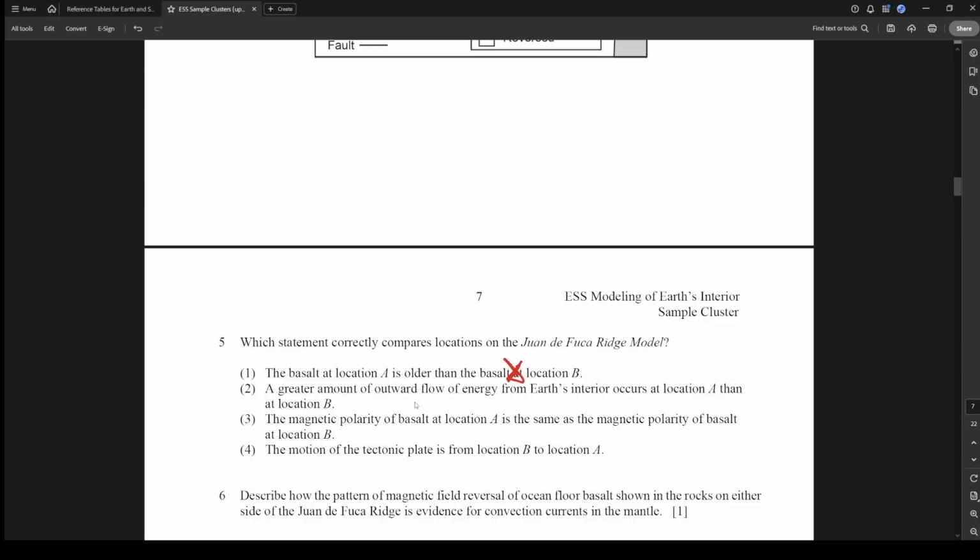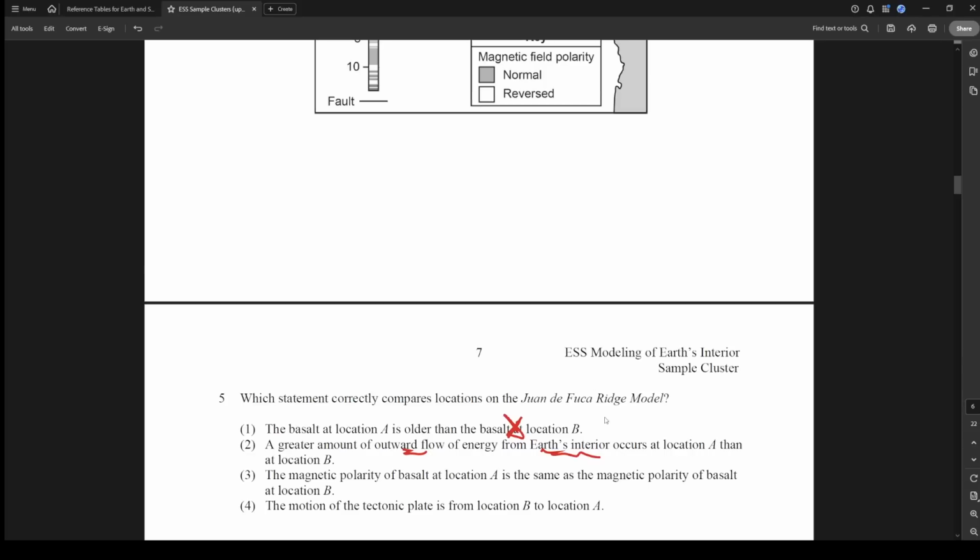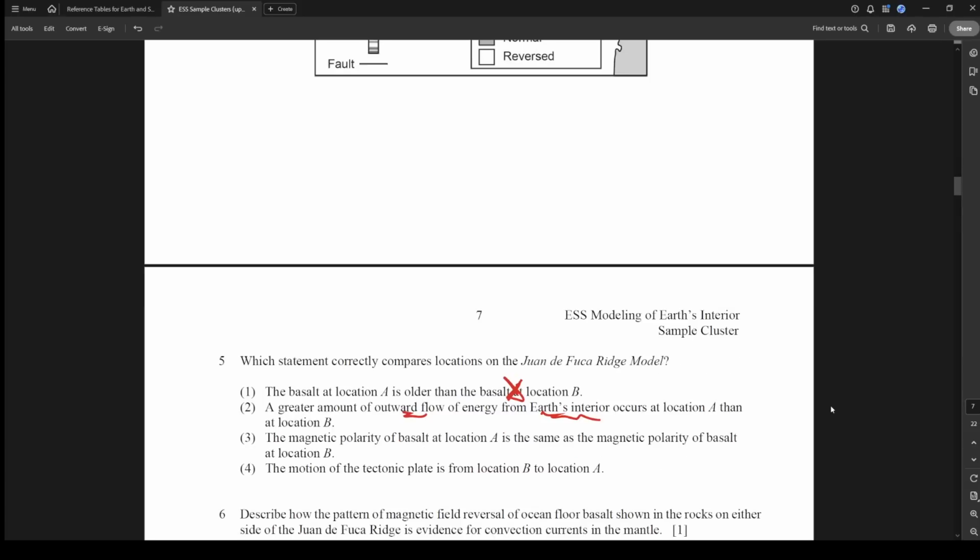Number two, a greater amount of outward flow of energy from the interior of the Earth occurs at A than B. So A is at the rift, closer to the rift. So yeah, that's going to be spewing out more energy from the interior of the Earth because that's where the new magma is coming up. So that could be true.